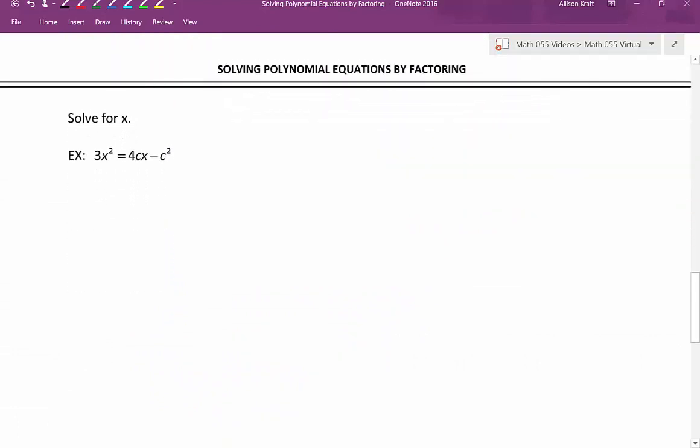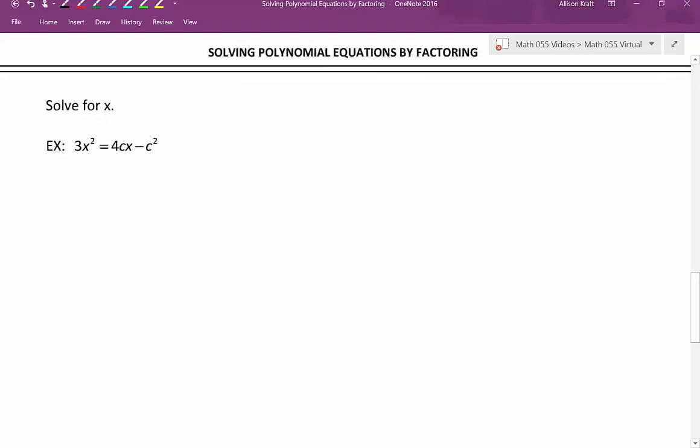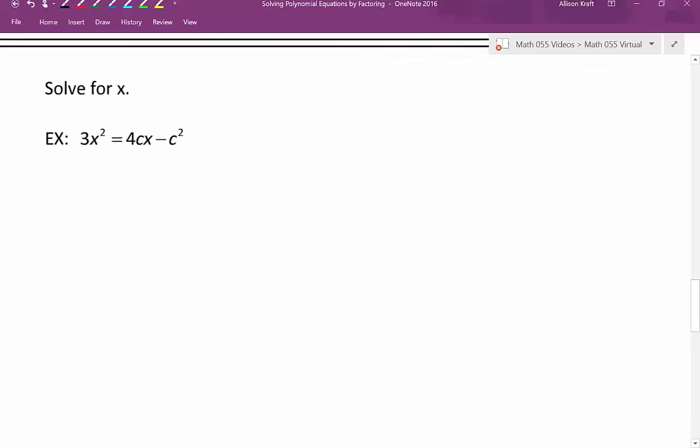Next, we want to solve the equation 3x squared minus 4cx minus c squared for the variable x. Even though there's multiple variables involved, our technique for solving is the same. Everything's all multiplied out. There's nothing to distribute. So next we want to set our equation equal to 0, and then we can factor it. I'm going to move everything to the left side of our equation. We're going to have 3x squared minus 4cx plus c squared equals 0.